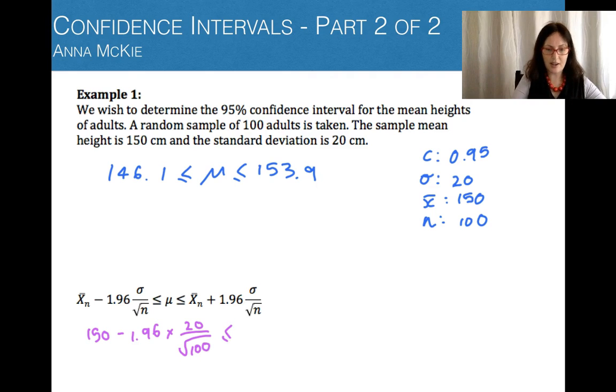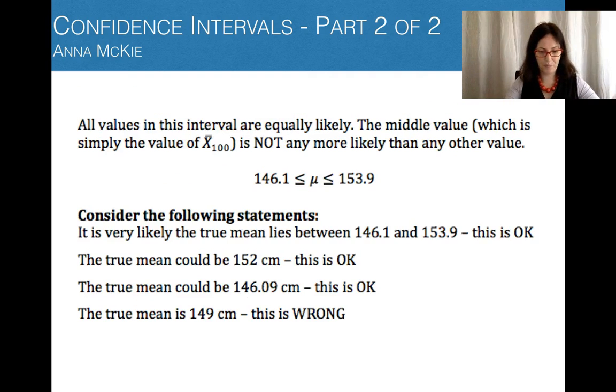And less than or equal to mu, you must put mu there, it is not X bar. And then the right hand side of the interval is X bar, add on 1.96 times 20 over square root of 100. And then you would calculate that to get this line up here. So there's our first basic example.